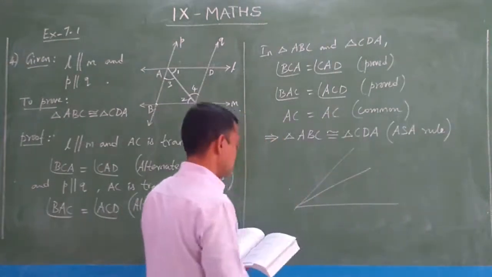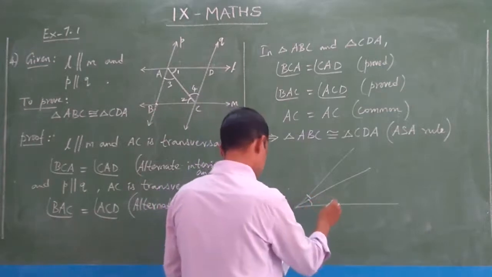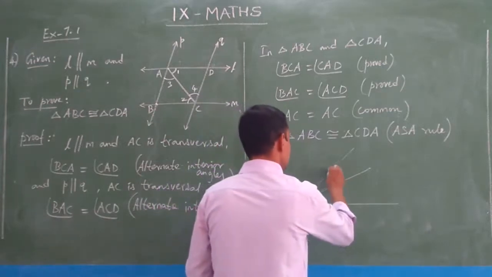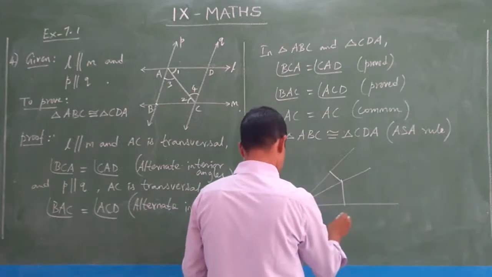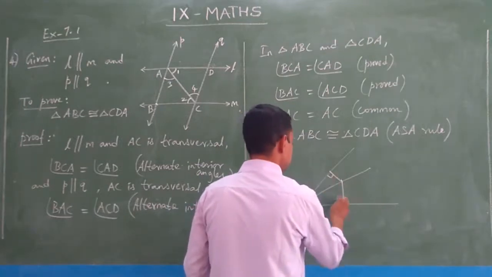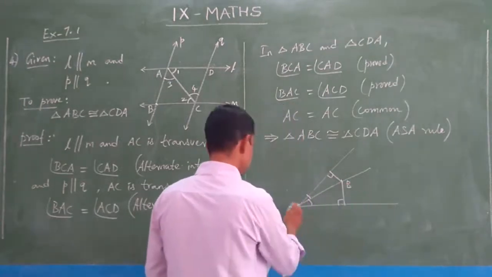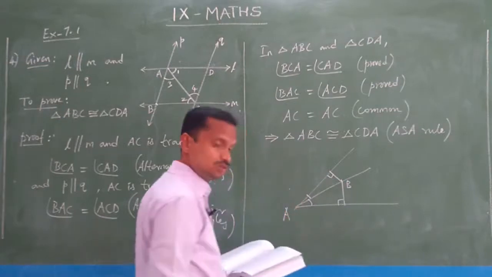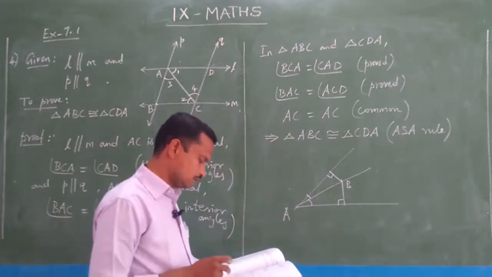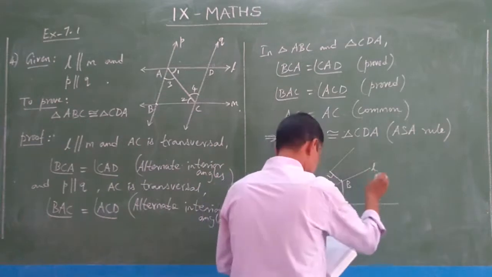You see here B. So this is 90 and this is 90. They have, so this is A. So very easy to understand. So you take as homework the line L. So this is the line L.